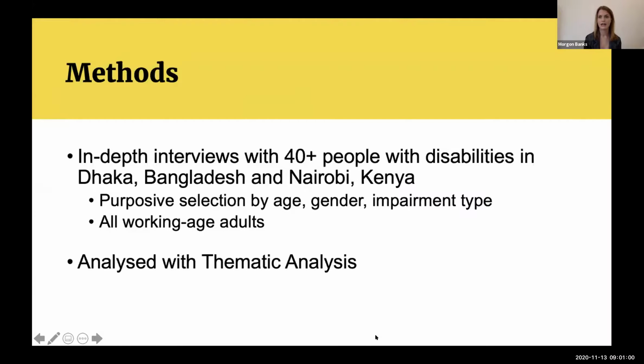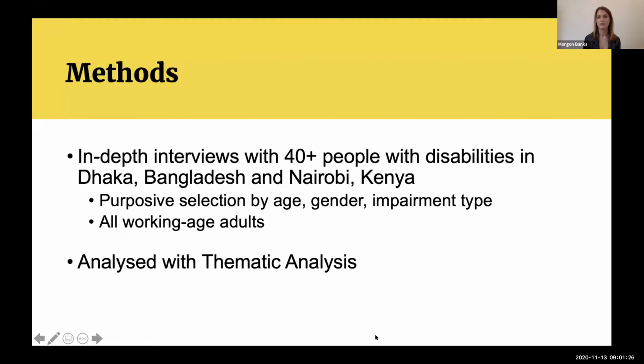So for this study, we took a qualitative approach. I think it's a nice complement to the quantitative approach taken by Stephen. We did 40 in-depth interviews with people with disabilities in Dhaka and Nairobi. This was purposive selection to maximize heterogeneity by age, gender, and impairment type. And the focus was on working age adults.